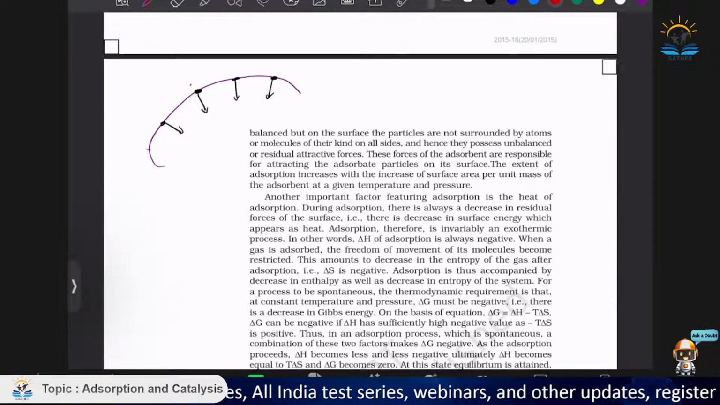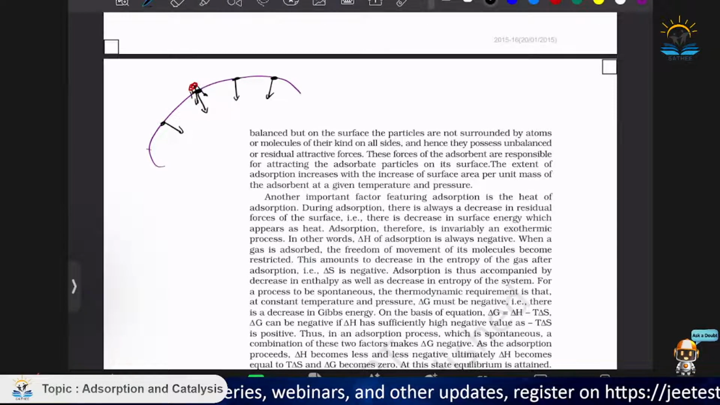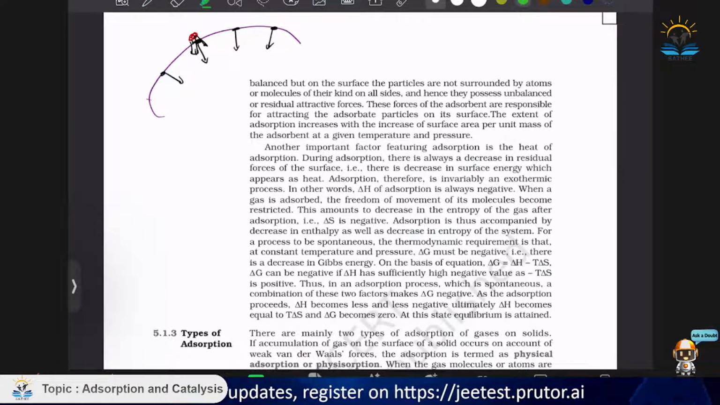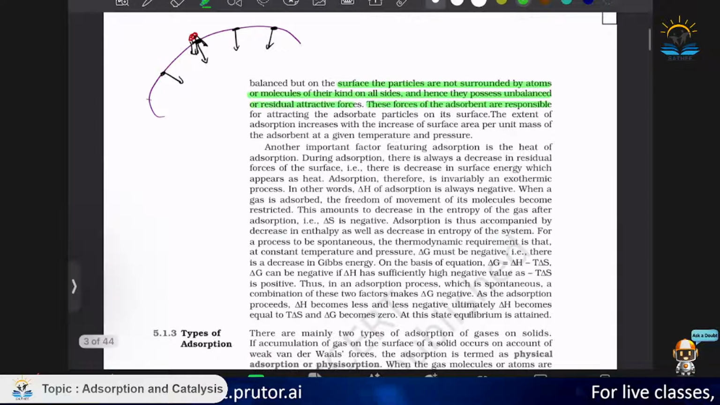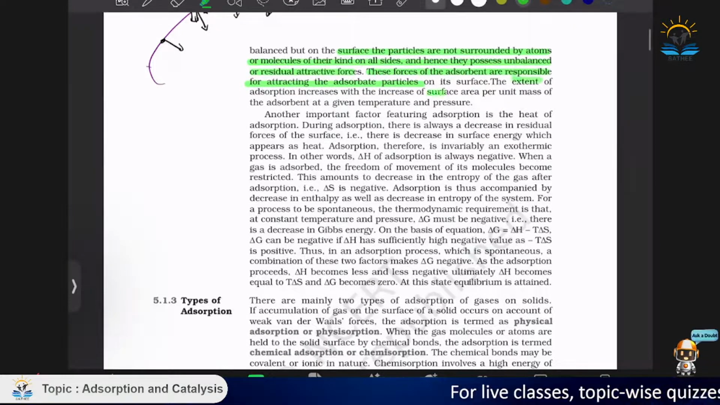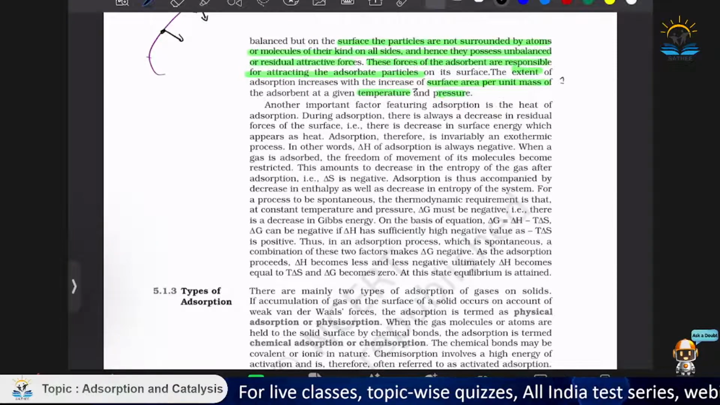Now if some molecule comes and gets stuck here, it can get attracted, right? Because there is an inward force of attraction. So this red molecule has been attracted. That is why adsorption is so feasible at the surface. The surface particles are not surrounded by atoms or molecules on the outside. They possess unbalanced or residual attractive forces. These forces of the adsorbent are responsible for attracting the adsorbate particles. Extent of adsorption increases with increase in surface area per unit mass, temperature and pressure. These three points: surface area per unit mass, temperature, and pressure.